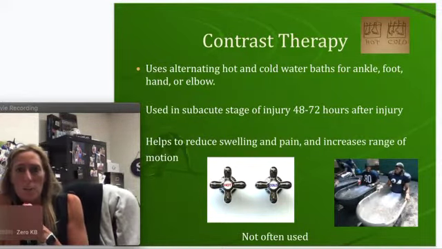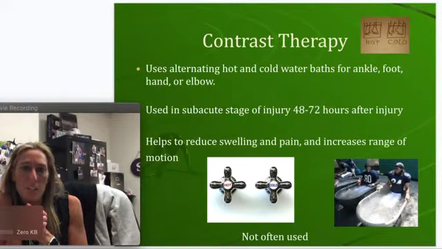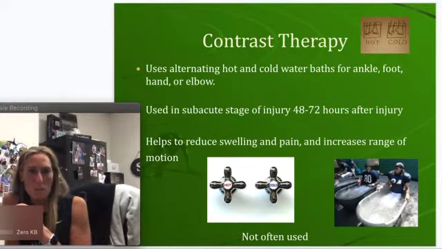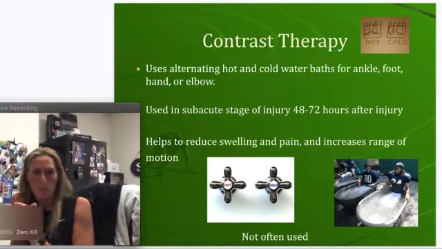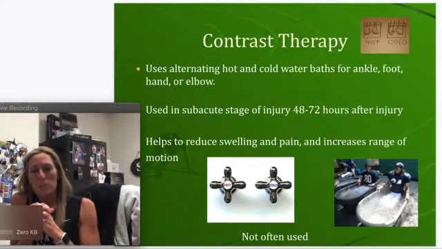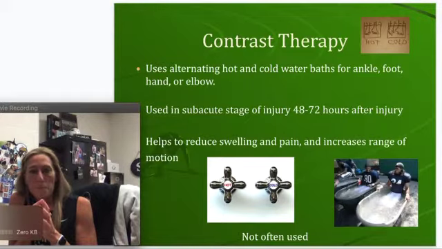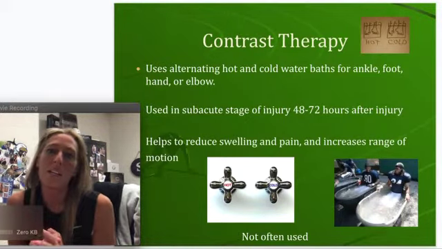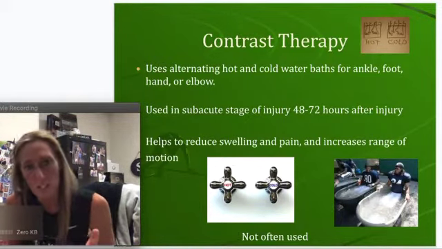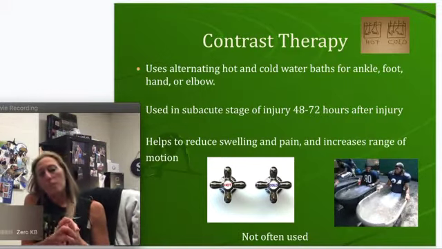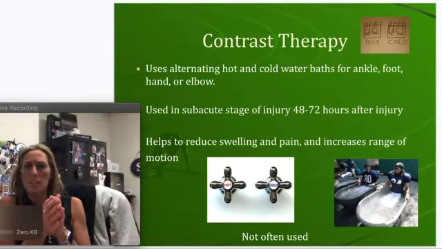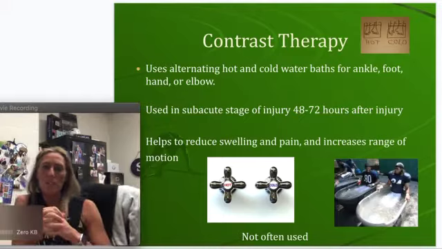Use the alternative hot and cold water baths for ankle, foot, hand, or elbow. It's used in the subacute stages, so this is not something that they're going to do right away. This would be something that is done later on, at least 3 days after an injury has occurred. This helps reduce swelling and pain. It can increase range of motion by getting that swelling out of the joint. But once again, not real often used.